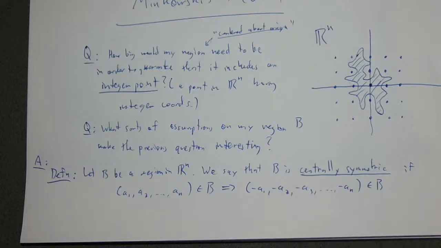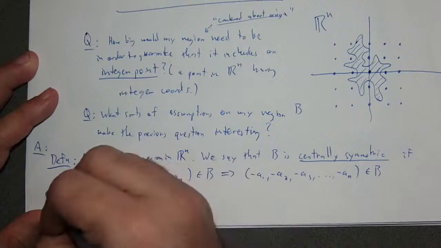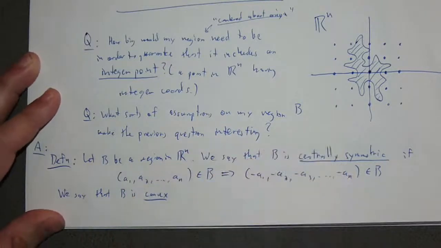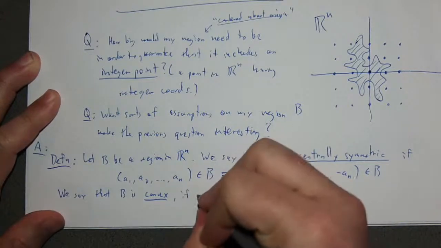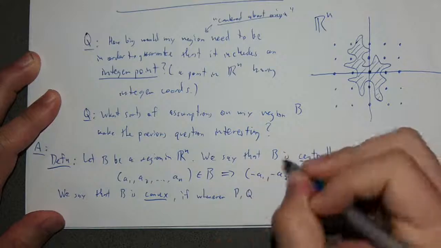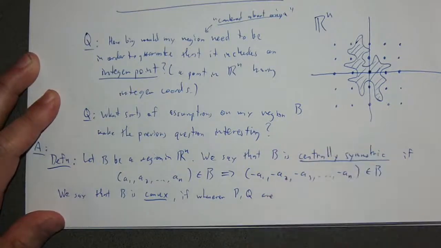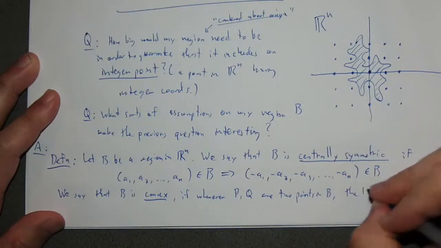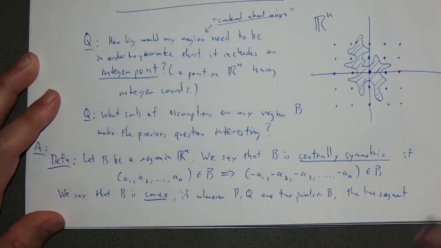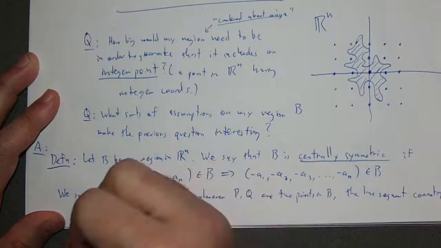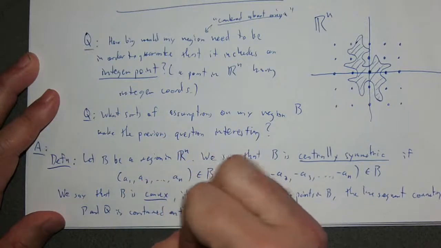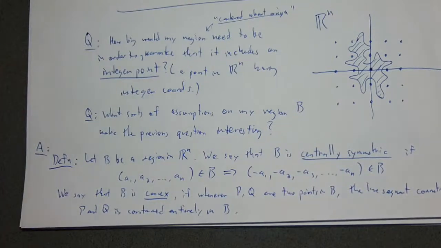an example here in a second by showing you the text. We say that B is convex. You probably know what's coming when I talk about convexity. If whenever P and Q are 2 points in B, the line segment connecting them is contained entirely in B.